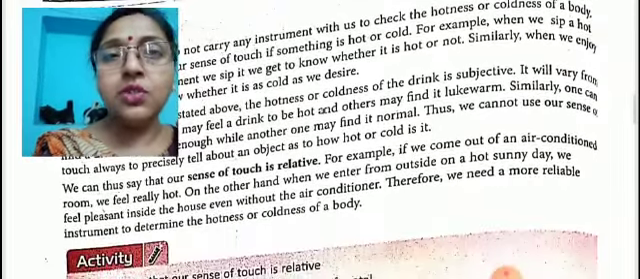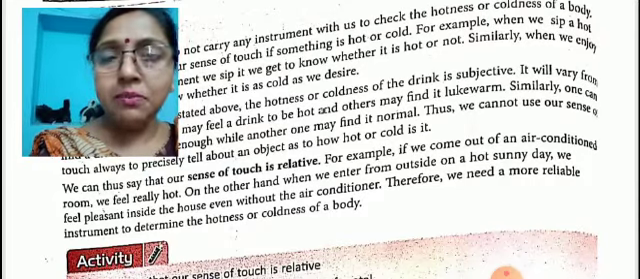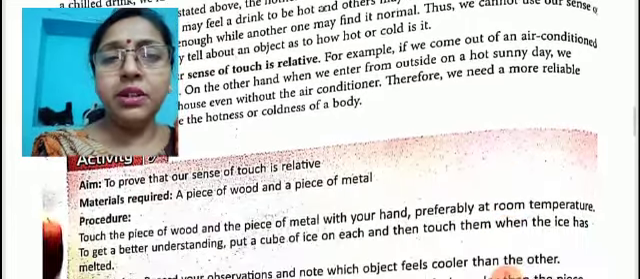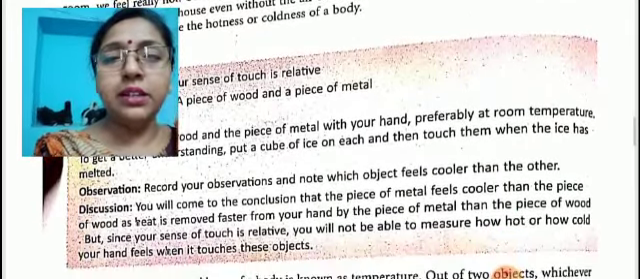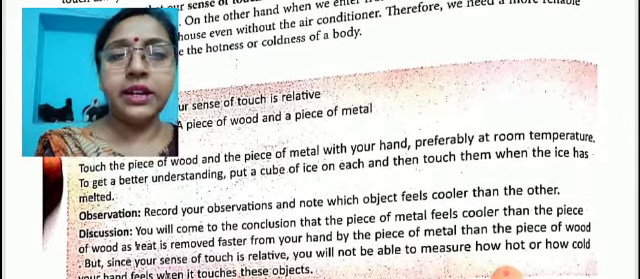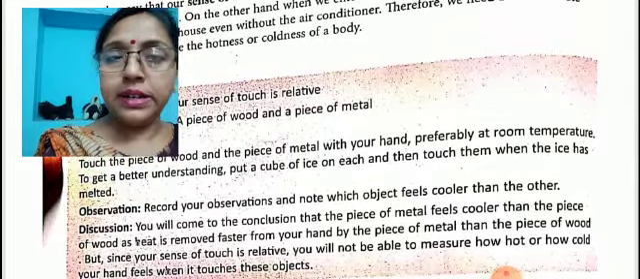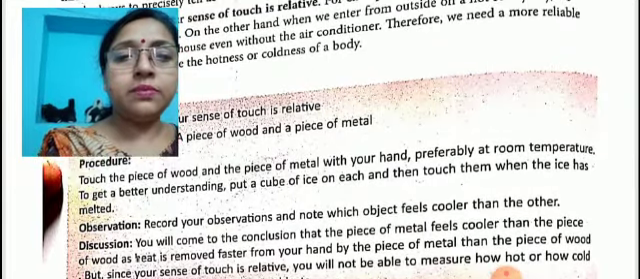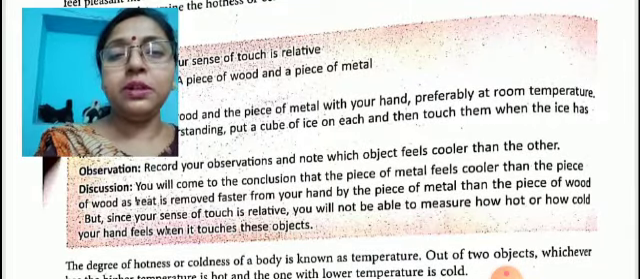But the sense of touch is relative. That means every time the sense of touch will not give the same conclusion that this object is hot or cold. An activity is given here. Take a piece of wood and a piece of metal, and touch them with your hand at room temperature. Then rub a piece of ice on them, and after that you will see that the metal piece feels colder than the piece of wood.